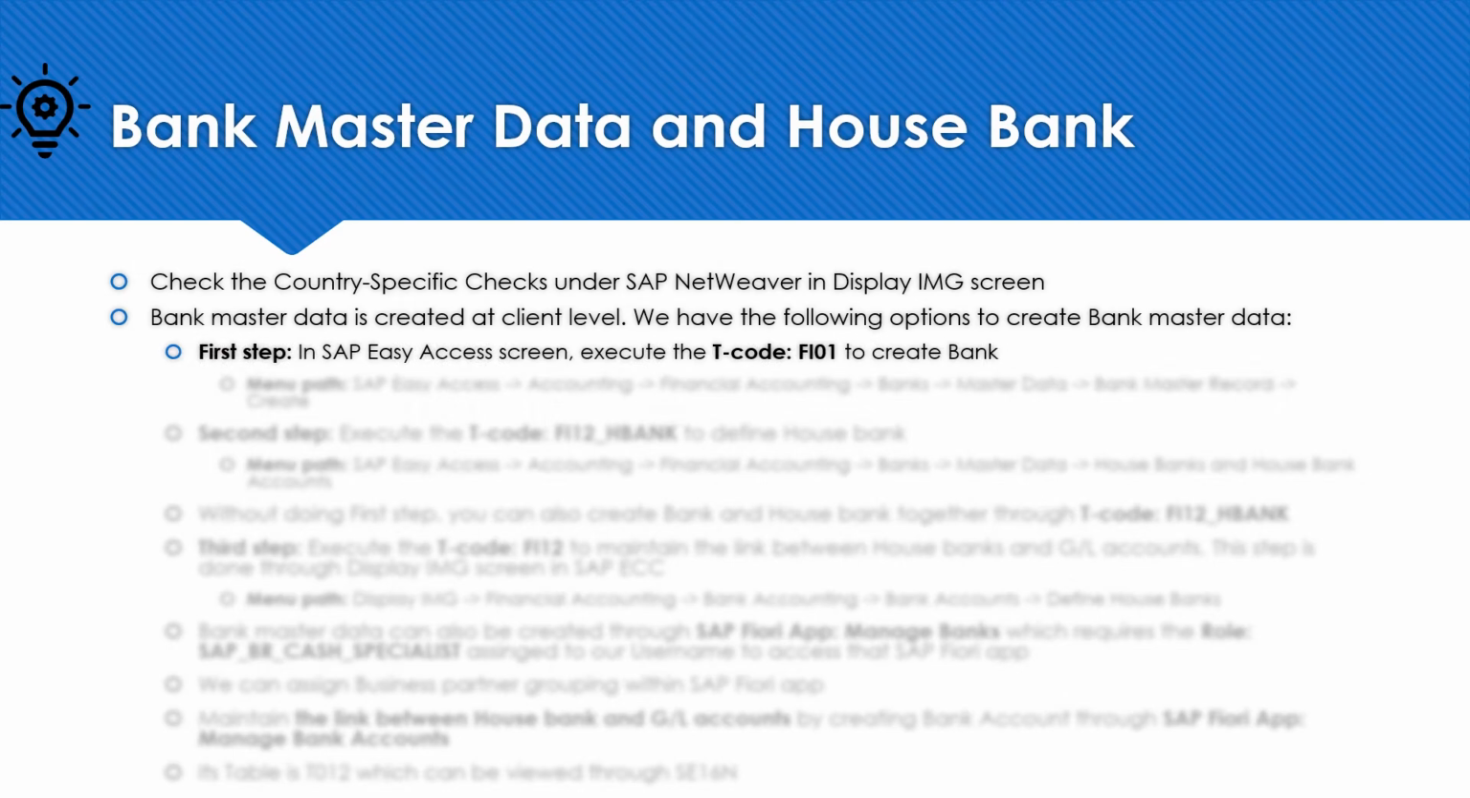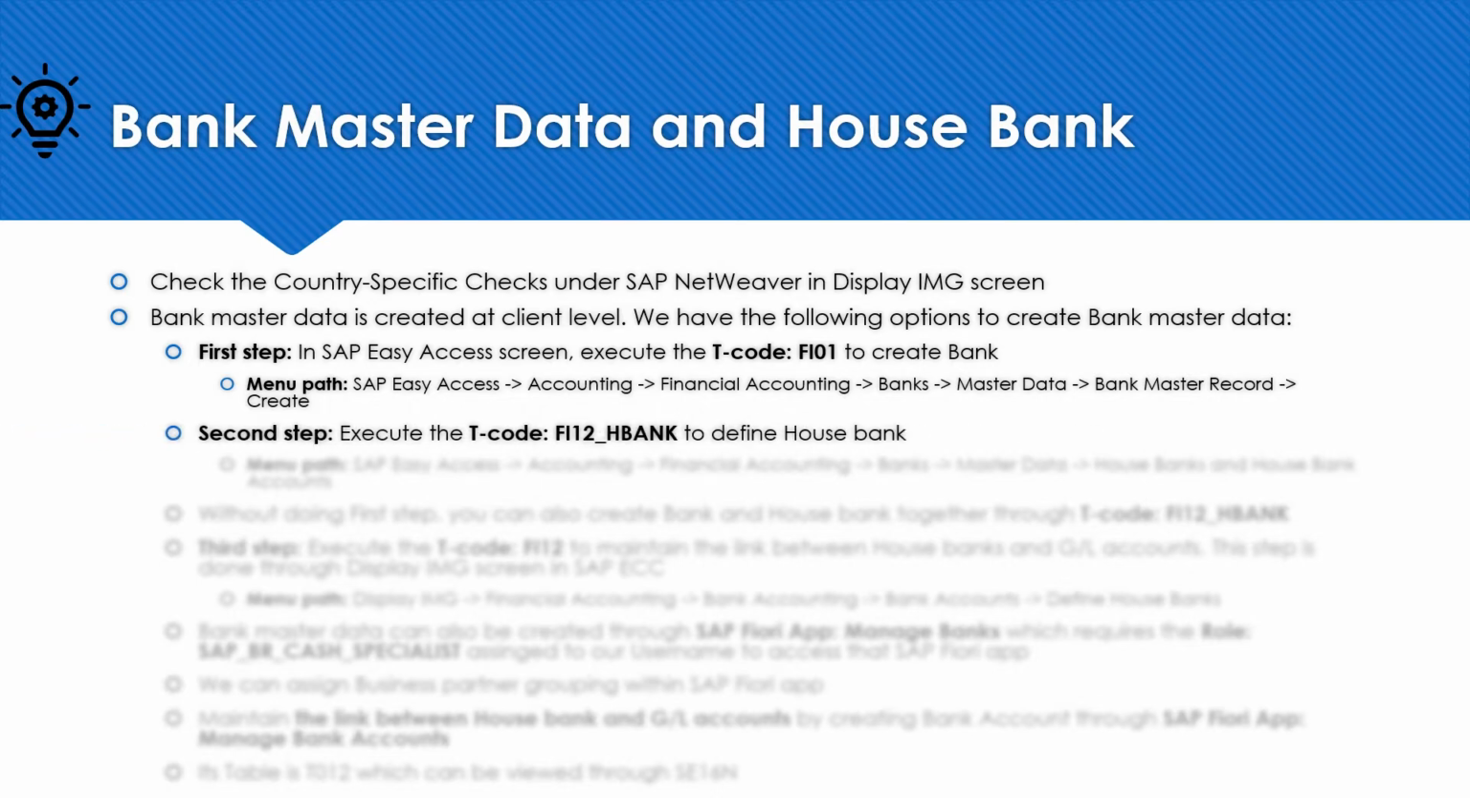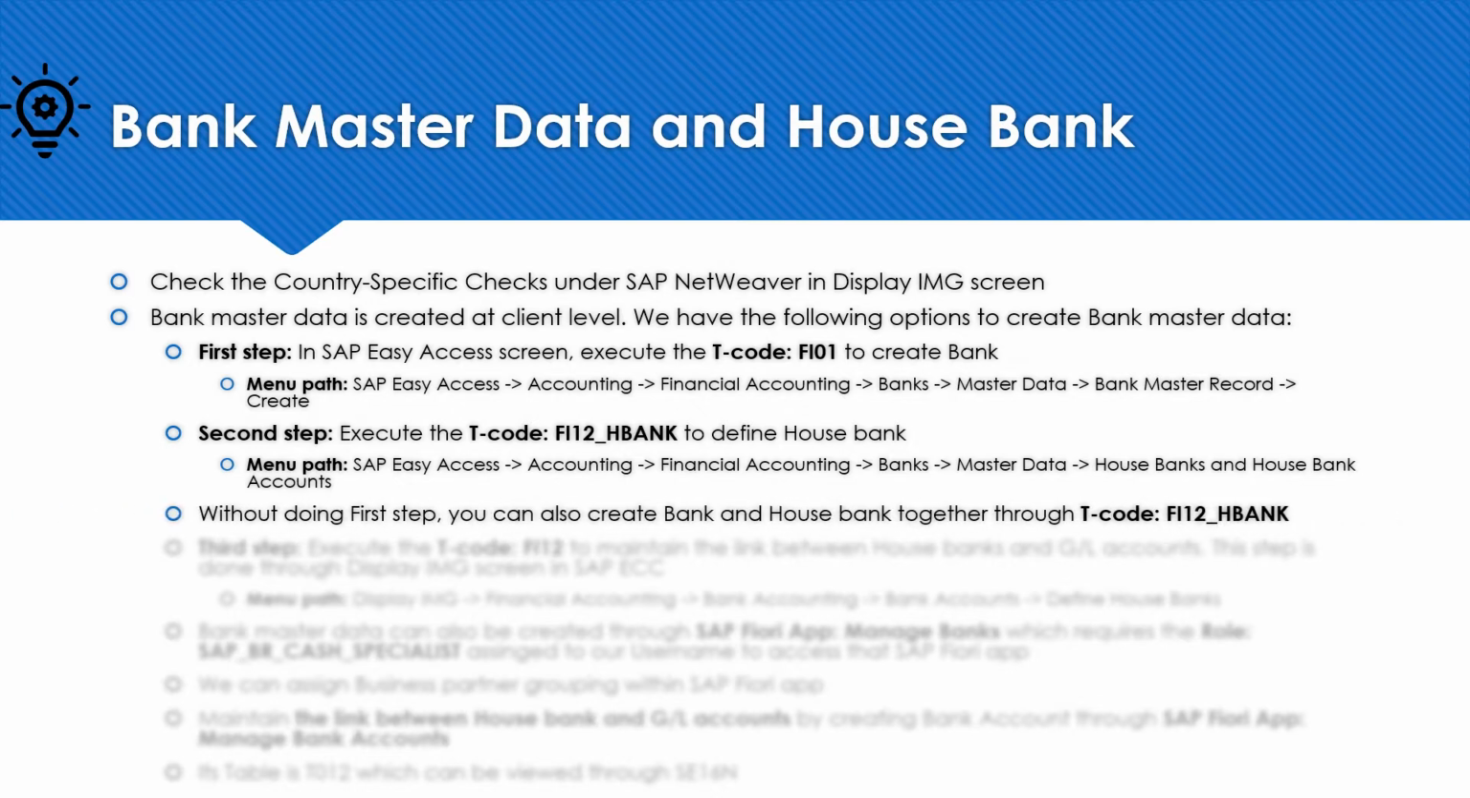The first step is in SAP Easy Access screen, you can execute the transaction code FI01 to create bank. And here is its menu path. Second step is to execute the transaction code FI12_HBANK to define house bank. And here is its menu path. Without doing the first step, you can also create bank and house bank together through the transaction code FI12_HBANK.